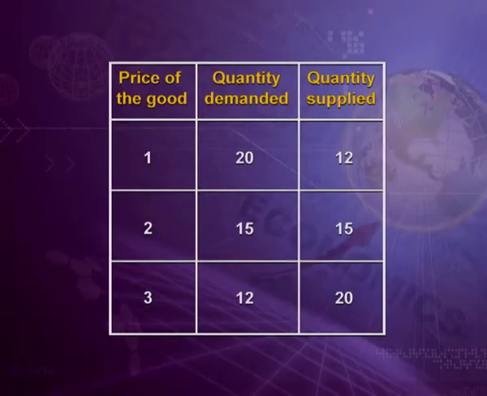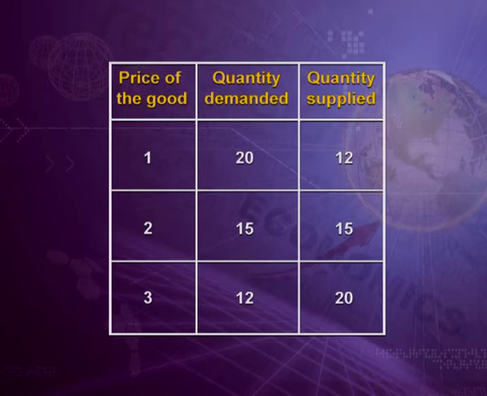We can understand this concept through a table and a diagram. There is a three-columnar table. In the first column, the price of the goods is given. In the second column, the quantity demanded at those prices is given, and in the third column, the quantity supplied at those prices is given. At rupees 1, quantity demanded is 20 units and quantity supplied is 12 units.